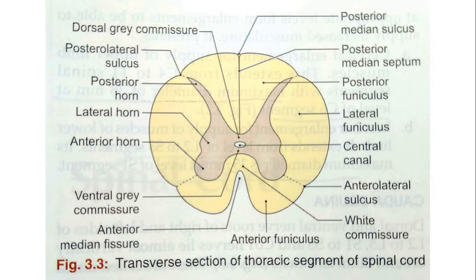The posterior median sulcus is a faint longitudinal groove. From the floor of the posterior median sulcus, a septum of neuroglial tissue, that is the posterior median septum, extends into the substance of the spinal cord. Now through the anterolateral sulcus emerge the ventral root fibers, and similarly through the posterolateral sulcus enter the dorsal root fibers of the spinal nerve.